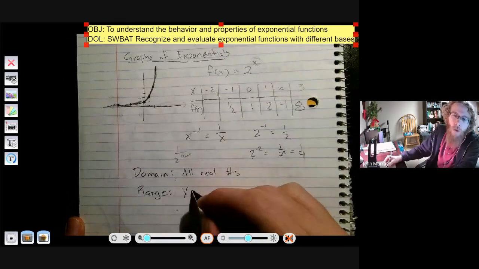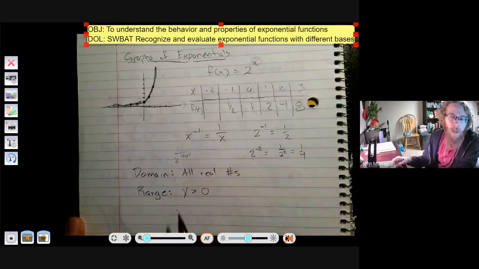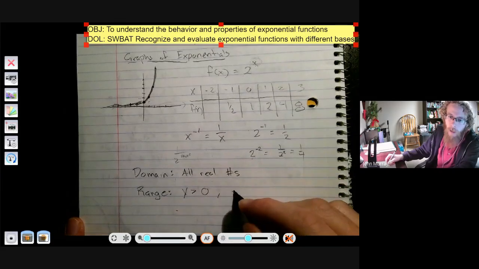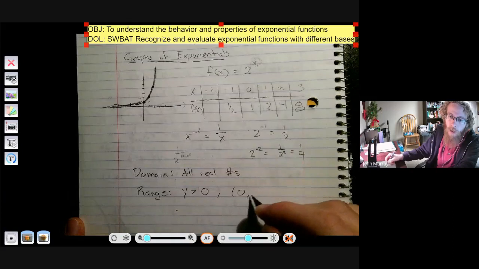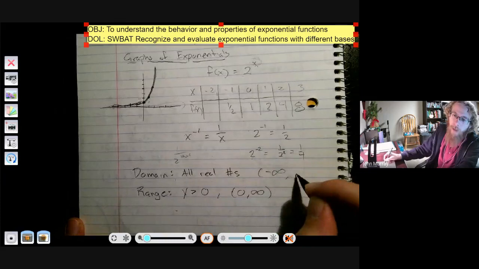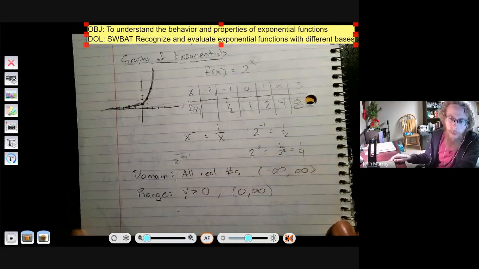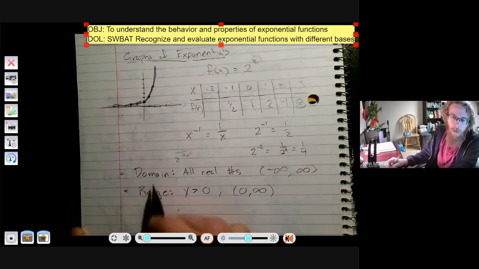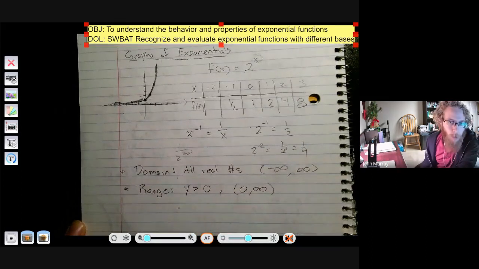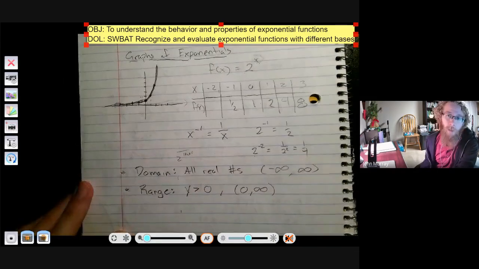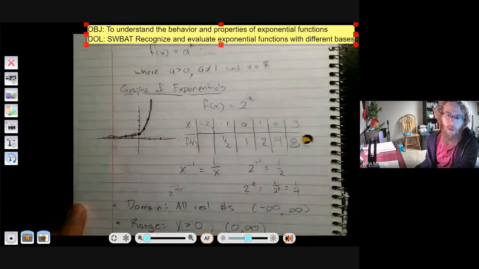The range, okay, y is just going to be greater than 0. Again, it will never be equal. Or we can say, if we're using interval notation, 0 to infinity. For the domain, in interval notation, we would have negative infinity to positive infinity. Okay. So those are two important parts. All right. Any questions about the basics of exponential functions?